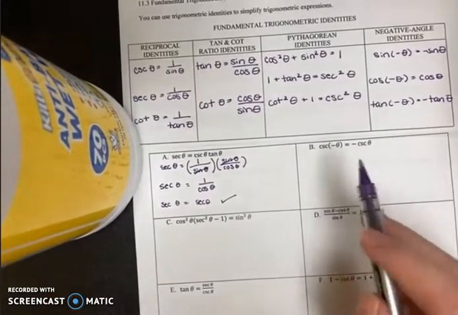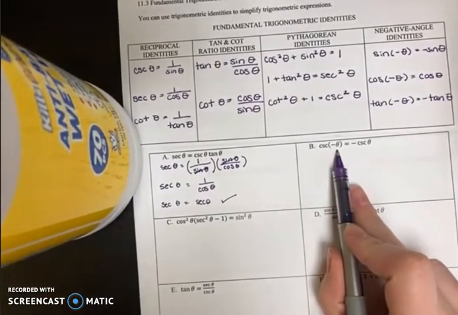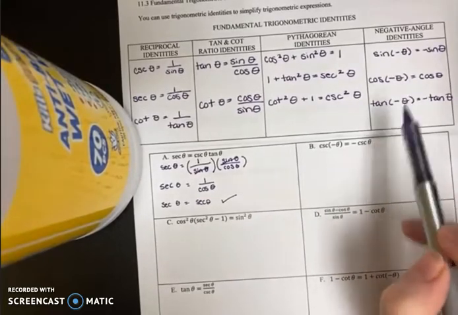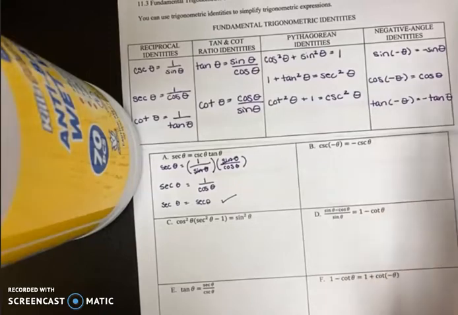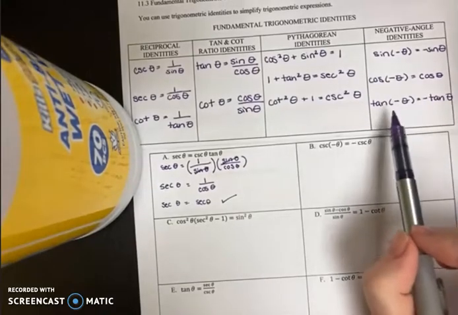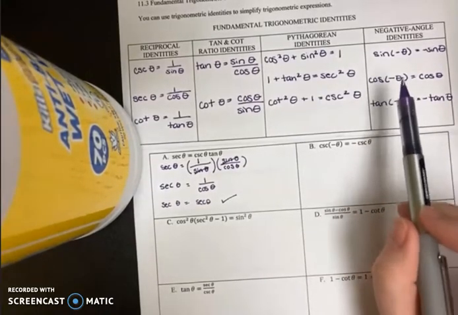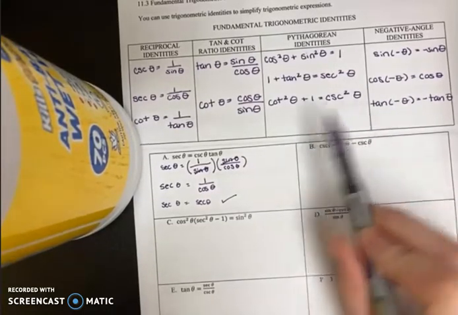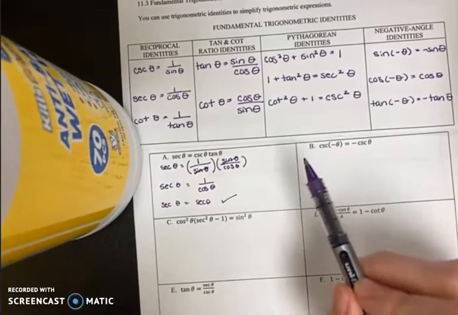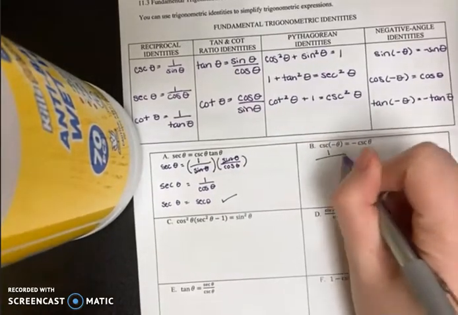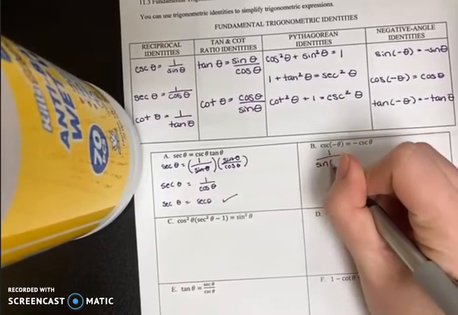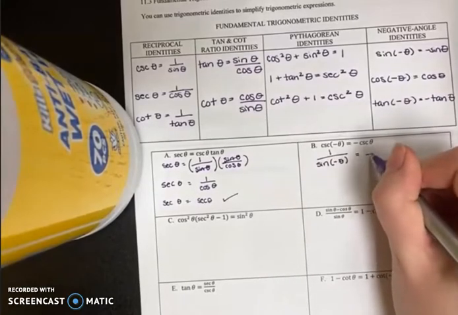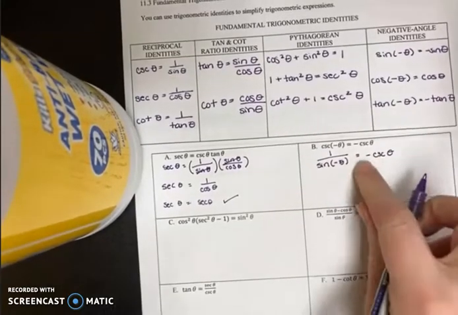So part B has cosecant of negative theta. Now, we don't have an expression for cosecant or secant or tangent, just sine, cosine, tangent. So the first thing that I want to do is I want to make this look like one of the three trig functions. Well, I know that cosecant is the reciprocal of sine. So I could rewrite this as 1 over sine of, I need to keep that negative theta in the parentheses. And I want it to look like negative cosecant theta.